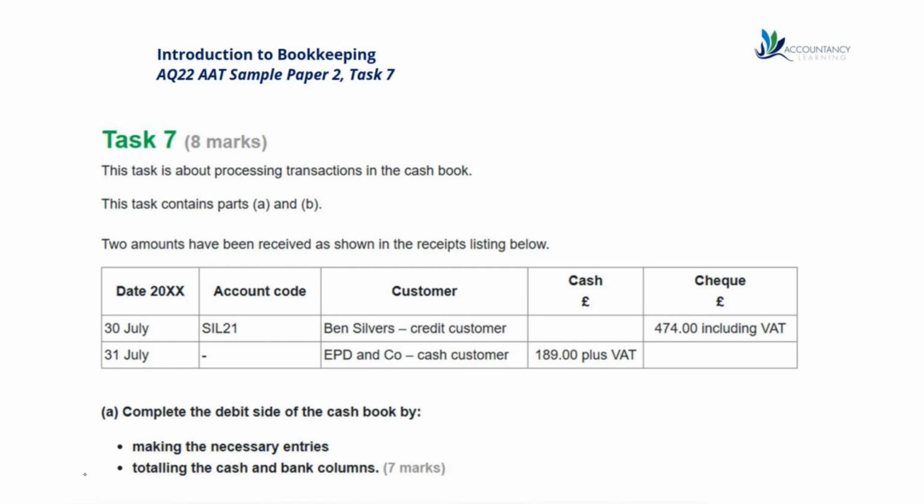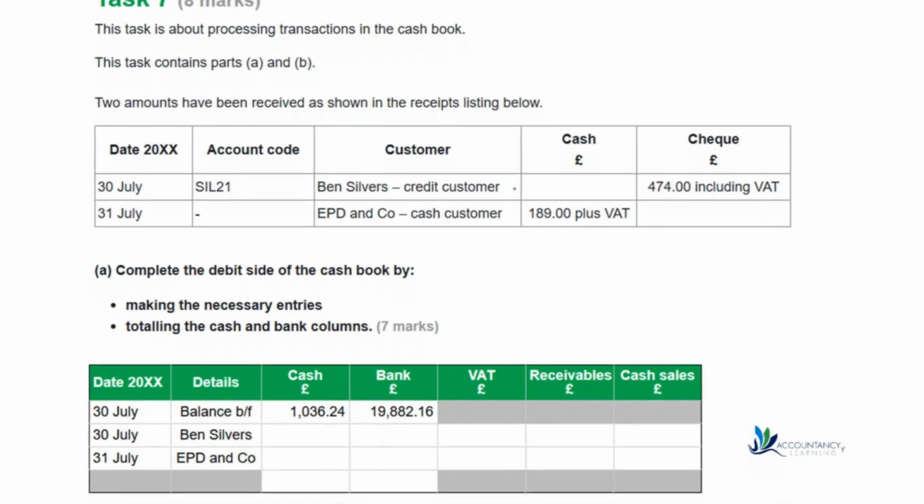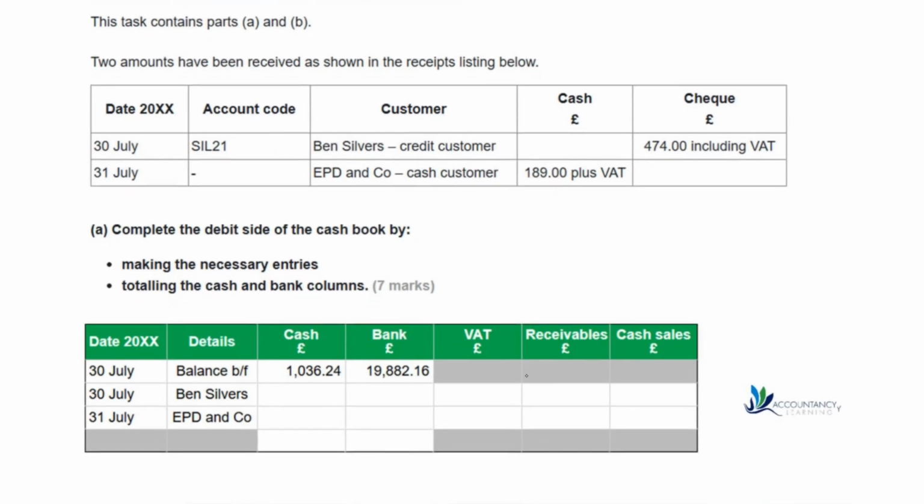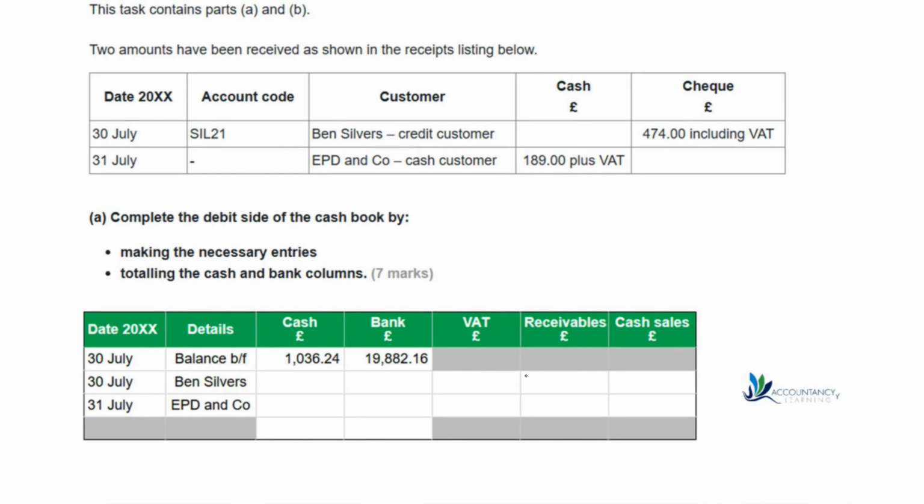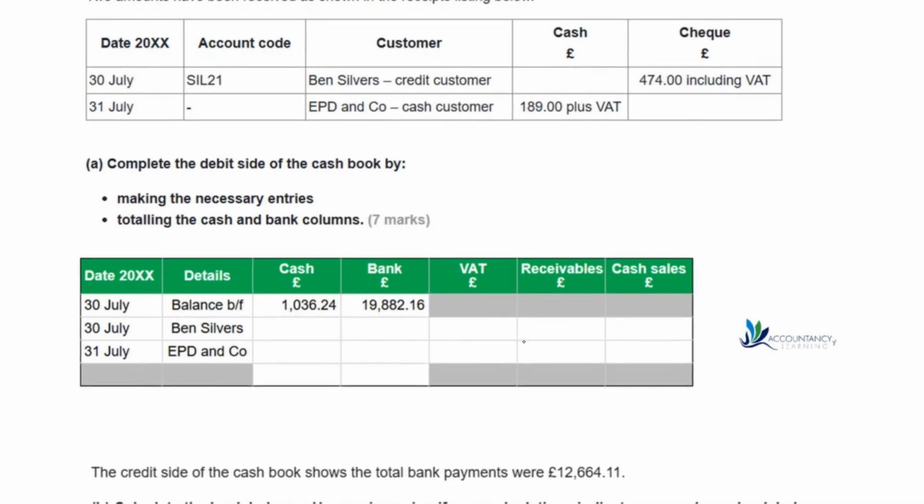I'm Sarah, and in this video I'll take you through the Introduction to Bookkeeping Sample Paper 2 Task 7. So this task is about processing transactions in the cash book. Two amounts have been received as shown in the receipts listing below. Part A is to complete the debit side of the cash book by making the necessary entries and then totalling the cash and the bank columns.